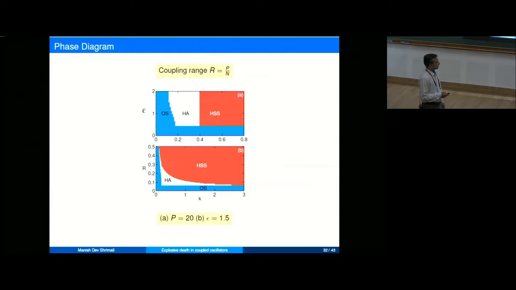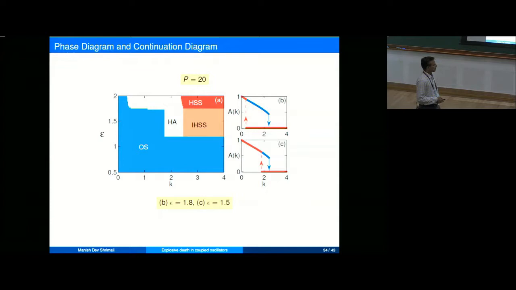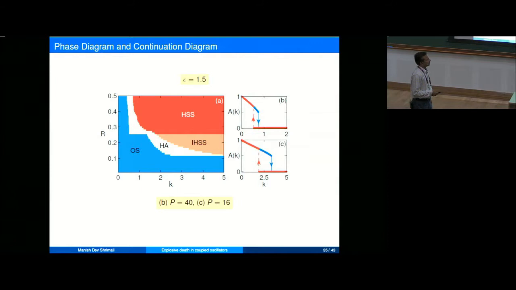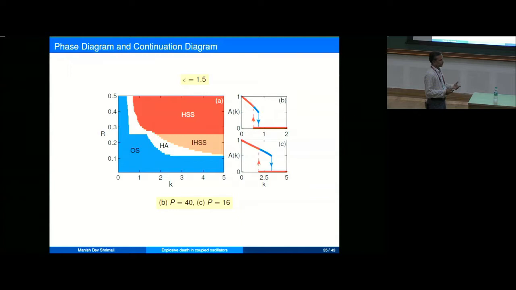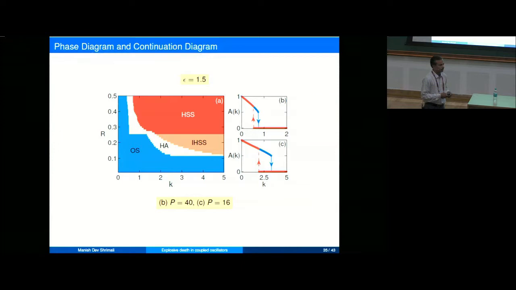We have also considered the van der Pol oscillator, and we can see that here also, in the epsilon and K range, for a particular value of P, there is a transition from the oscillating to the non-oscillating state. This is another parameter space, with R going from 0 to 0.5. Here you can see that this transition is in both the homogeneous and inhomogeneous steady states, which are well separated. These states arise because of the interaction in the oscillators and the stability conditions of their states.